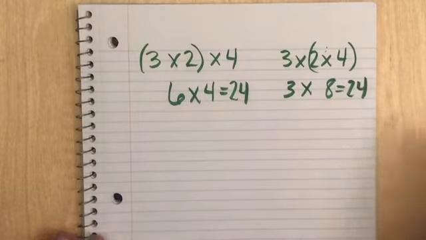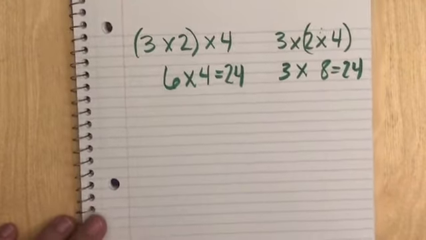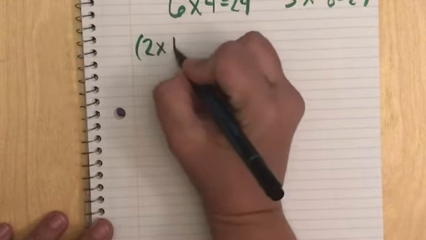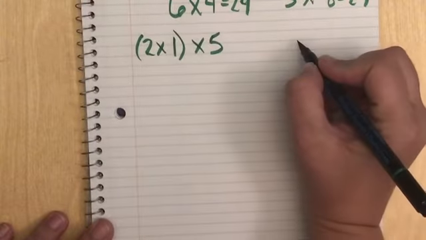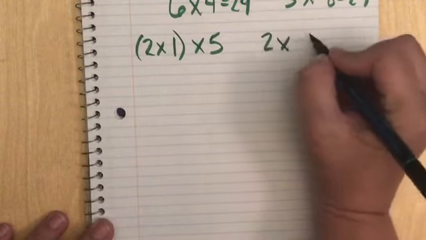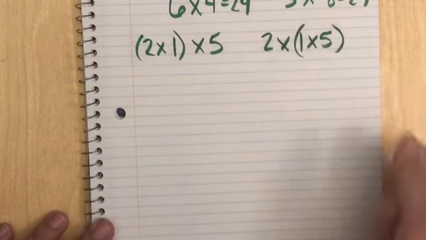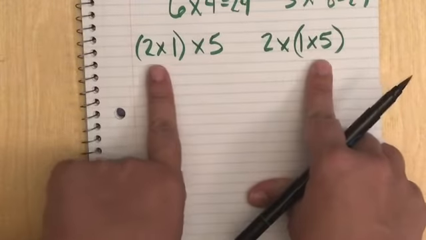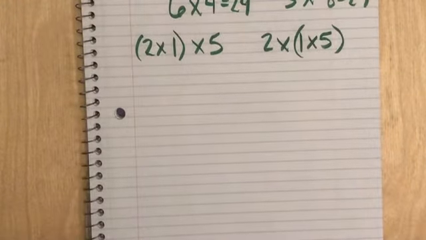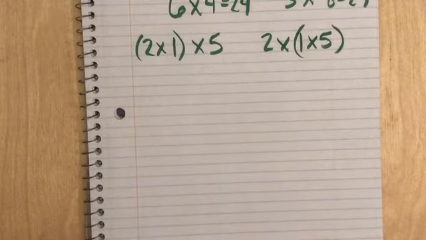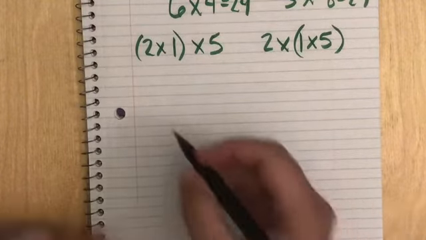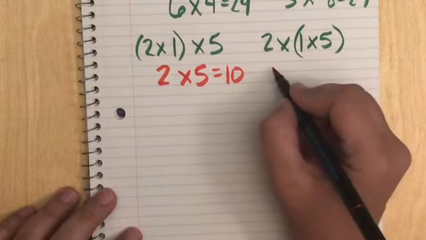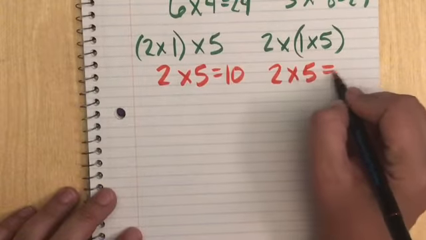Okay, so now it's time for you to do one now that you've seen me do one. Go ahead and prove that 2 times 1 times 5 is going to get you the same answer as 2 times 1 times 5 if you start with that part of the equation first. All right, so go ahead and solve both of these. Press pause and press play when you're done. All right, so for your answer, you should have gotten 2 times 5 equals 10. And here you should have also gotten 2 times 5 equals 10.